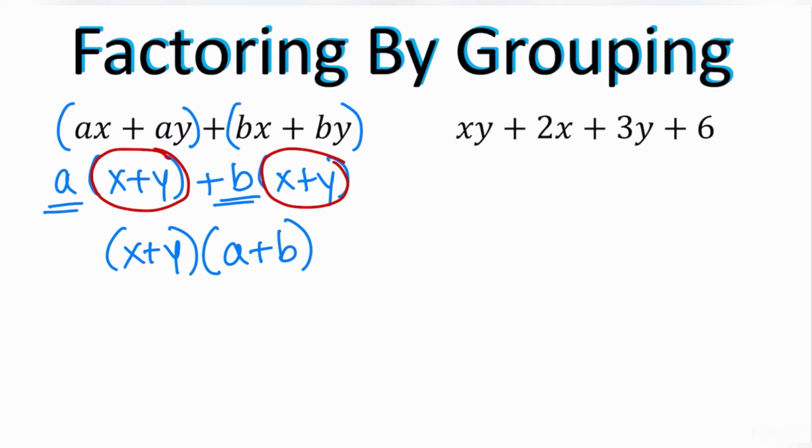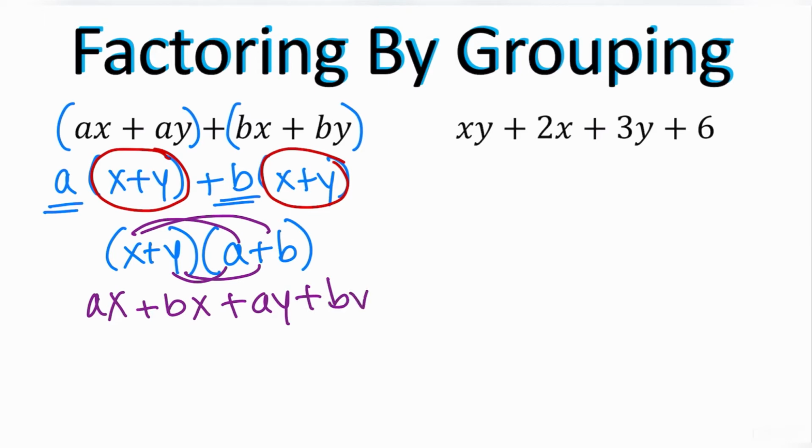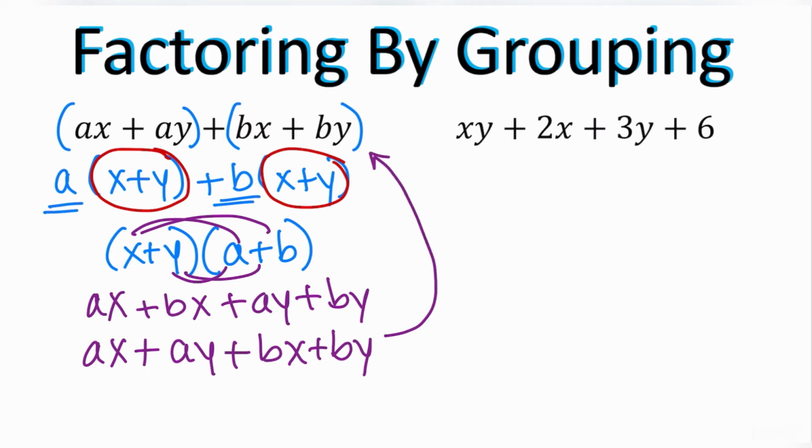If I were to distribute this so that I can see if I actually got the right answer, I have xa, or in math, we are going to write this as ax, because we like to keep it in alphabetical order. So if I distribute again, I'm going to write plus bx plus ay plus by. And then notice I still don't have it exactly the same way it was in the beginning, but that's just because I have to rearrange the terms. So I'm going to write this now as ax, and I'm going to write ay next to it, plus bx plus by, just so that it looks exactly like the first original problem. And I got exactly the same thing. So yes, I factored this correctly.